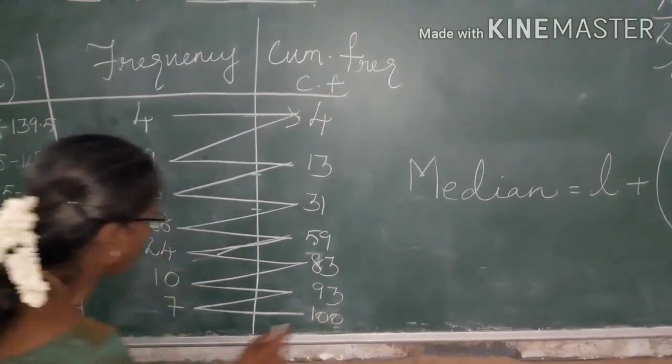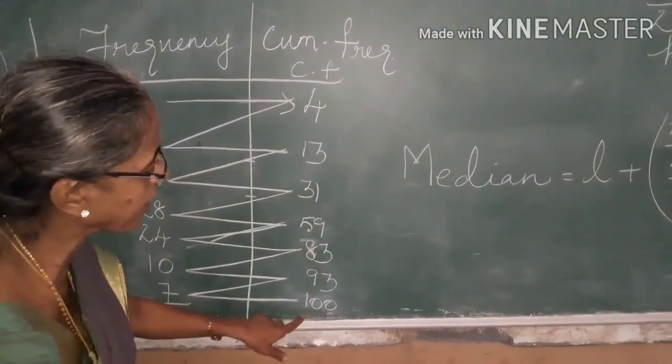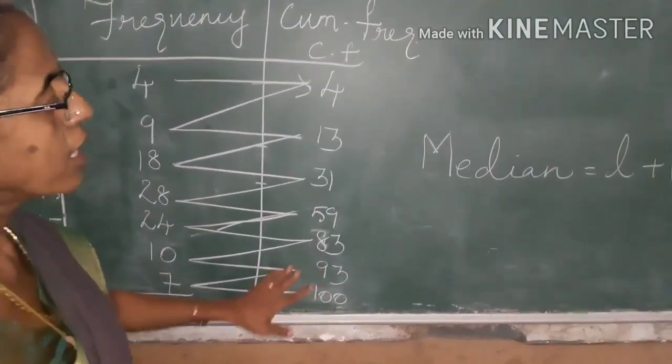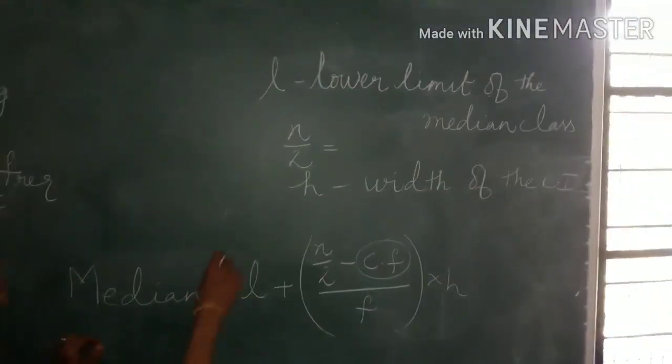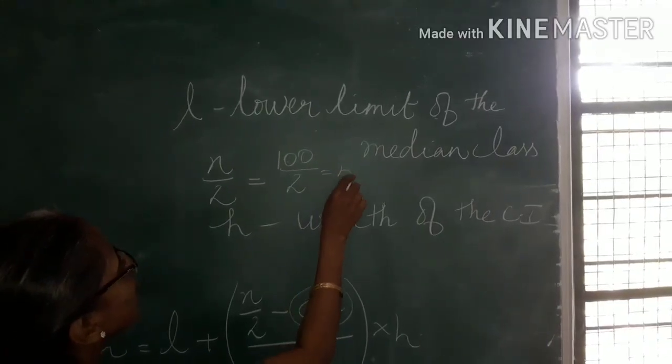Totally you will be getting, you are given these frequencies as 100. You have to cross check whether you are getting the final answer as 100 here, the total cumulative frequency. So other things remain the same. For the median, the formula is given. So n by 2 is what? 100 divided by 2, which is equal to 50.